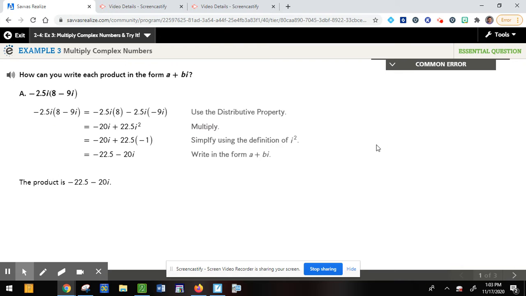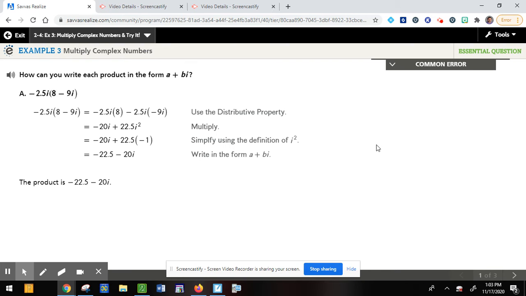So negative 2.5i will get distributed to the 8 and the negative 9i. The negative 2.5i times 8 makes it negative 20i. All right, you're just multiplying the constant and the coefficient together. The negative 2.5i times negative 9i, well, i times i is i squared, just like x times x is x squared. That's no different. And then the coefficients get multiplied together, and you get 22.5.